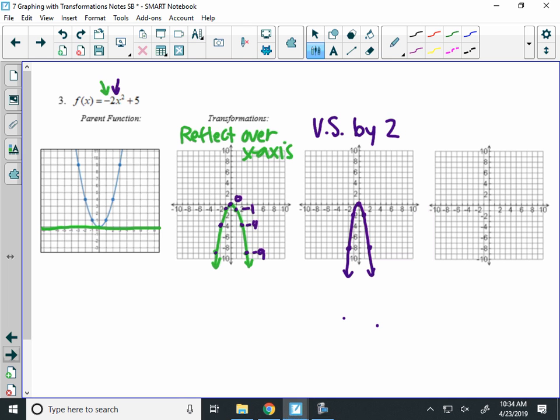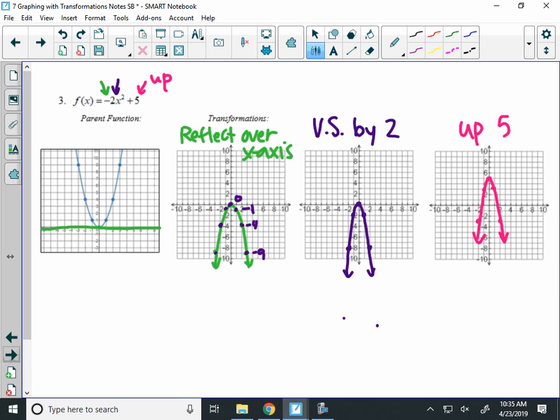And lastly, the plus 5 on the end, that means your graph went up 5. So we're going up 5 here. We're going to take all of those points and just move them up 5. So instead of negative 8, we'd be at negative 3, which is right here. And I think that would be the whole parabola we can plot.